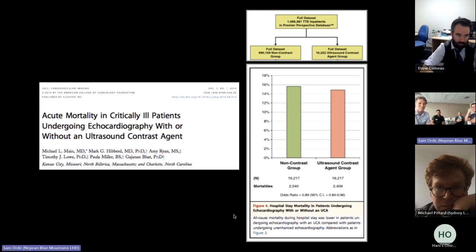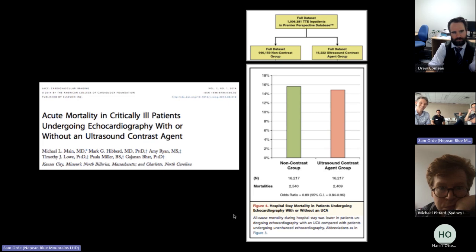We got some pretty good evidence. This is one of my favorite bits of literature in the whole world. It's a good study in terms of it looked at an awful lot of patients who had contrast versus those who didn't, particularly inpatients, and there was a significant portion of these patients who were critically ill. I think they looked at over 1 million TTEs in inpatients, and 16,000 of them had contrast, and they just compared their in-hospital mortality, and they found that you were less likely to die if you had contrast administered to you.